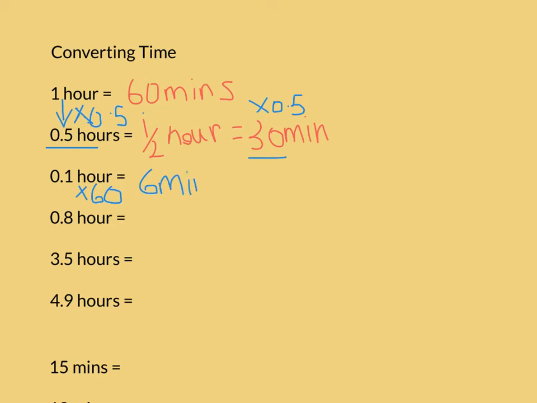Now this is a really useful one to have. If 0.1 of an hour equals 6 minutes and we have 0.8 of an hour, maybe all we have to do is multiply this by 8. So some people just remember that 0.1 means 6 and they'll use that ratio to figure out everything else. You don't have to. You could be doing 0.8 times 60 instead. Either way, you're going to get 48 minutes.